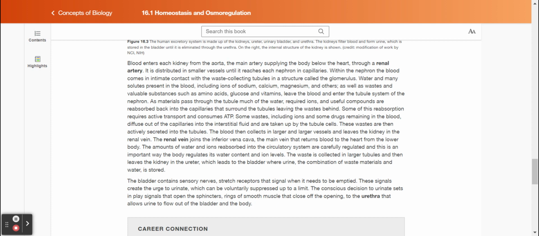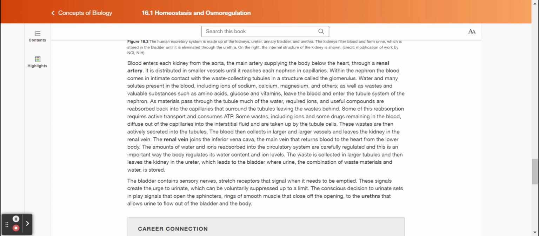As materials pass through the tubule, much of the water, required ions, and useful compounds are reabsorbed back into the capillaries that surround the tubules, leaving the waste behind. Some of this reabsorption requires active transport and consumes ATP. Some wastes, including ions and some drugs remaining in the blood, diffuse out of the capillaries into the interstitial fluid and are taken up by the tubule cells. These wastes are then actively secreted into the tubules.